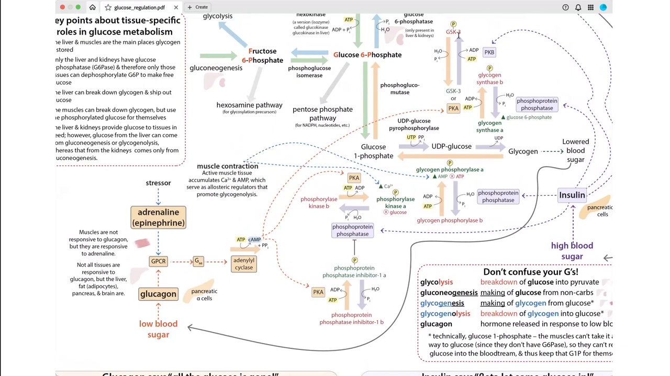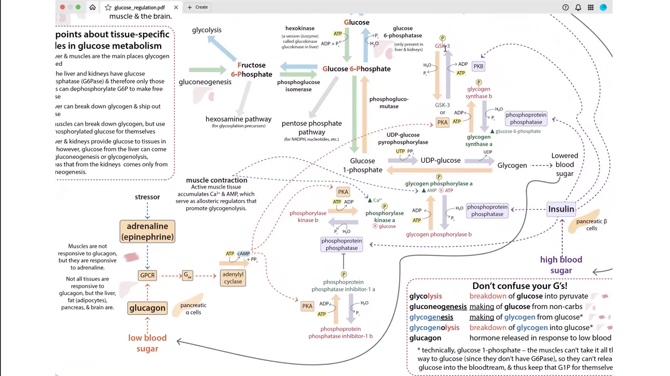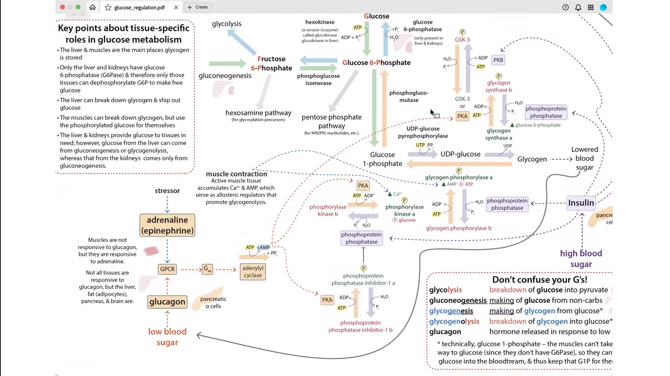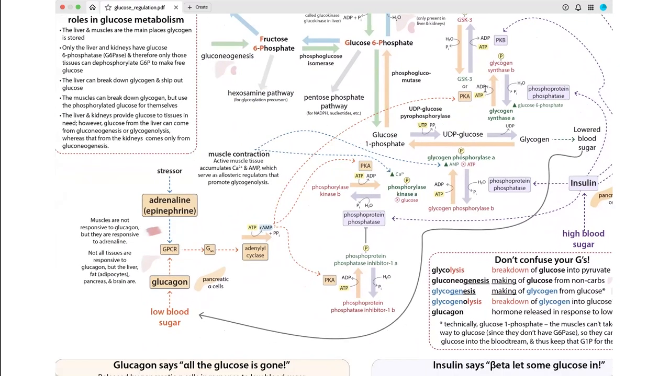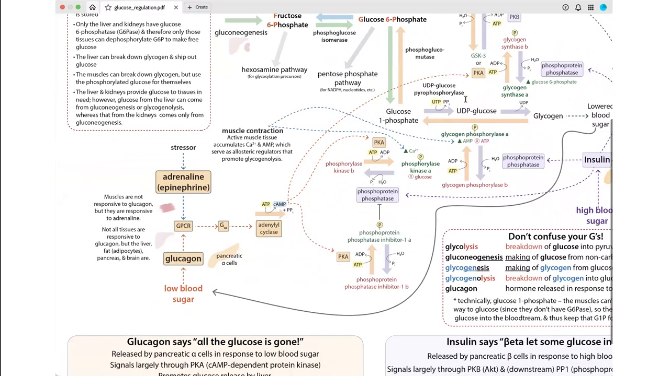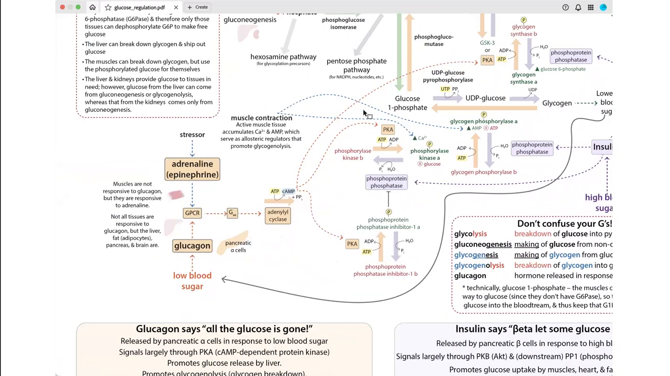Now, GSK3 is glycogen synthase kinase 3. And basically what happens is that this GSK3 or the PKA, both of these can phosphorylate our glycogen synthase. And in that way, they're going to be able to inhibit the glycogen synthase activity. We'll get back to GSK3 in a minute, but first let's focus on PKA. We'll actually see PKA in several different places in this pathway. So you can see it's coming up here, it's coming up here, and it's coming down here.